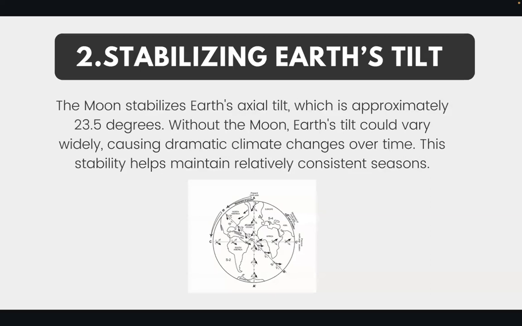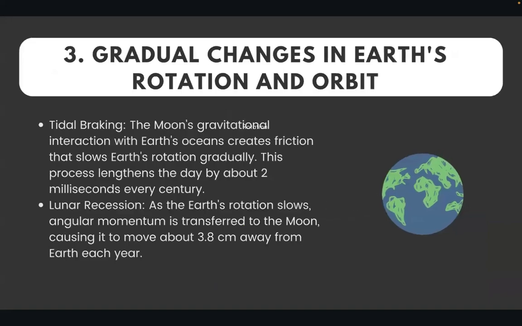Next, the moon keeps Earth's axial tilt stable at 23.5 degrees. This stability helps maintain consistent seasons and prevents extreme climate change. Next, the moon's pull creates friction that slows Earth's rotation over time. Days get longer by around 2 milliseconds every century.